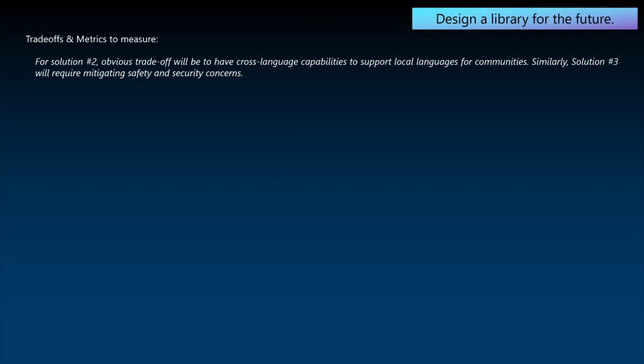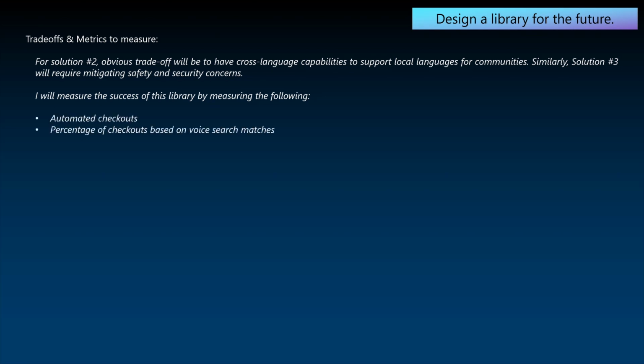Now, in terms of the metrics that I need to measure, I'll measure the success of this particular library by measuring the following. 1, number of automated checkouts. 2, percentage of checkouts based on voice search matches. 3rd, percentage of checkouts based on recommender engine matches. 4th, late returns frequency. And the last, number of visitors to the VR library per day, VR's DAUs basically.